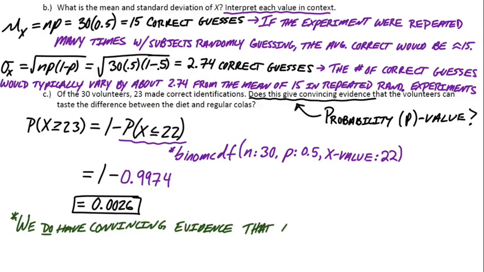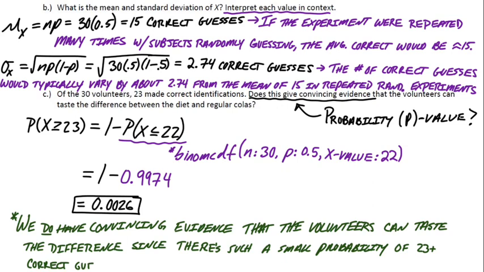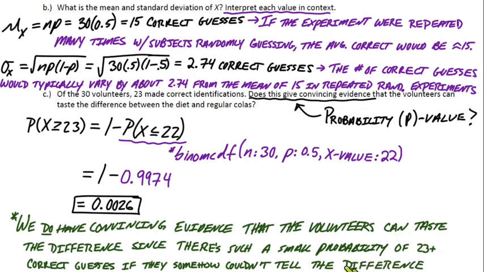What does that mean? Well, if that's our p-value, that's definitely convincing evidence, right? So we could say we do have convincing evidence that the volunteers can taste the difference. In fact, 23 is way more than 15, right? So that p-value is so small. We could say, since there's such a small probability of getting 23 or more correct guesses if they somehow couldn't tell the difference and were just randomly guessing, that small p-value is definitely convincing evidence. If you're assuming that they don't know the difference at all, it'd be really rare to get 23 or more correct guesses.